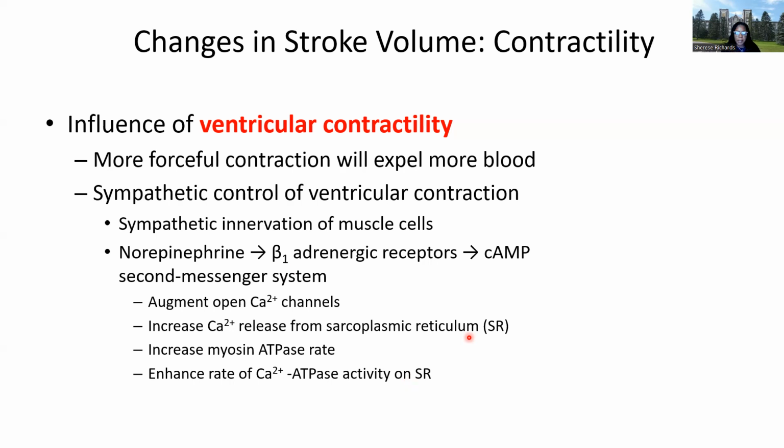And we talked about this phenomenon. If we can clear the calcium from the SR more quickly, we can cause the muscle to relax more quickly, and we can stimulate another contraction more quickly. So the rate of relaxation also increases the ventricular contractility.